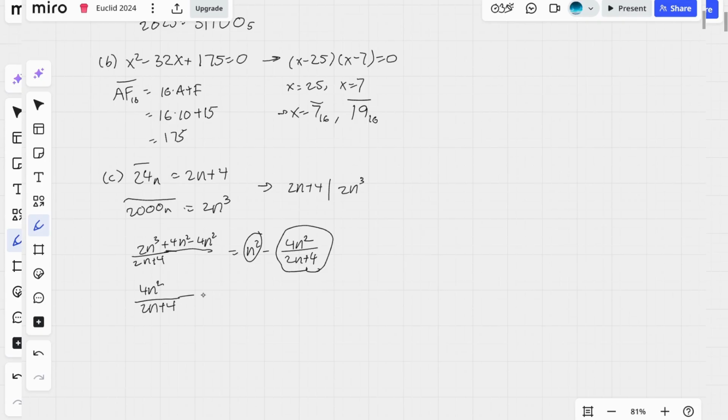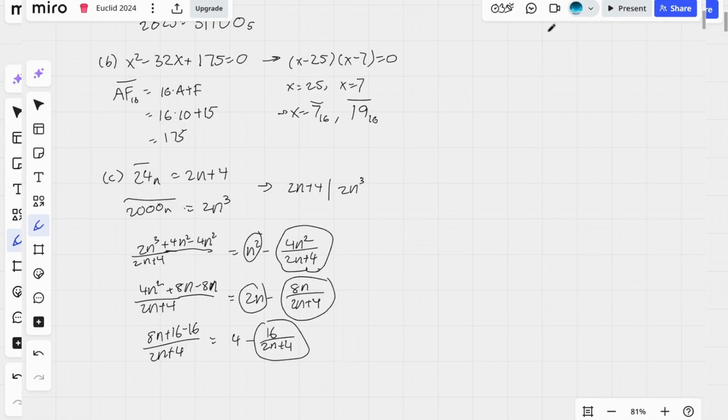You can add an 8n and then subtract an 8n, and then you can sort of factor it out again, and then you would get 2n minus 8n over 2n plus 4. And once again, this is an integer, which means that this has to be an integer. And so 8n over 2n plus 4, you can add and then subtract a 16. And so then this would give you 4 minus 16 over 2n plus 4. You know that 4 is an integer, which means that this part has to be an integer.